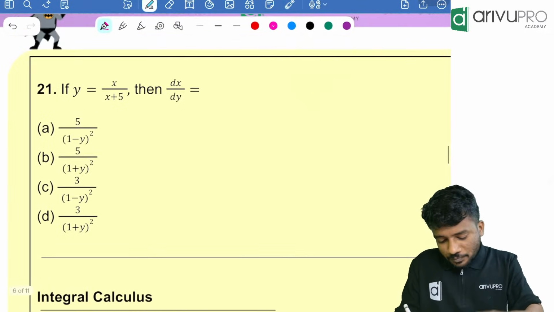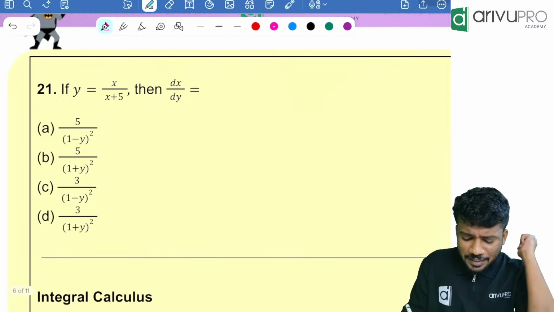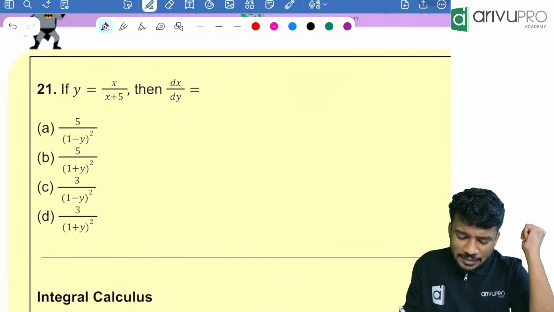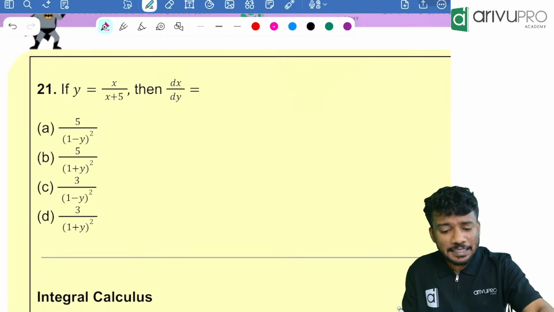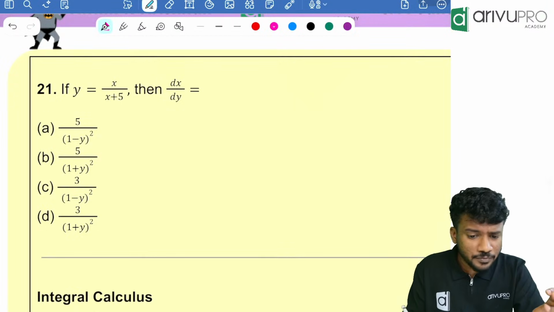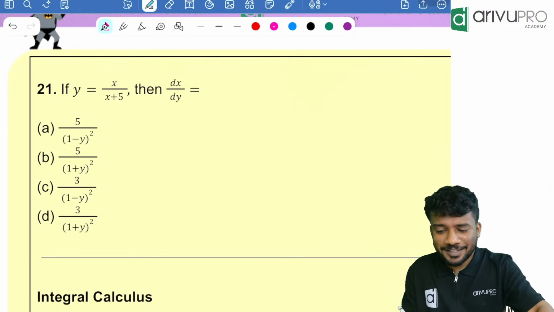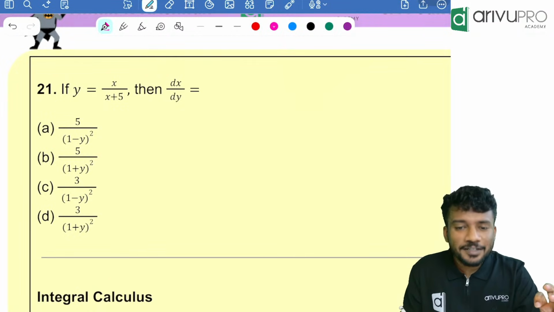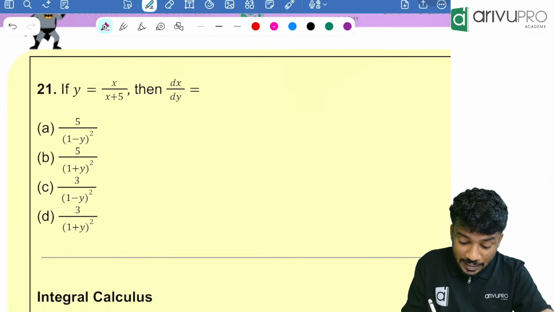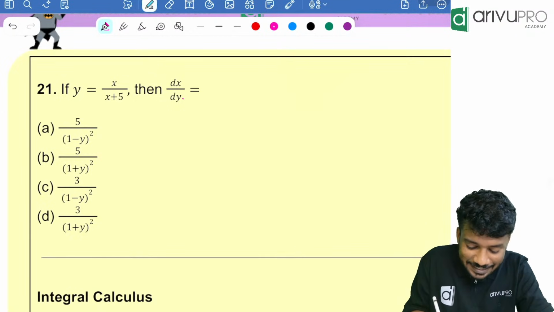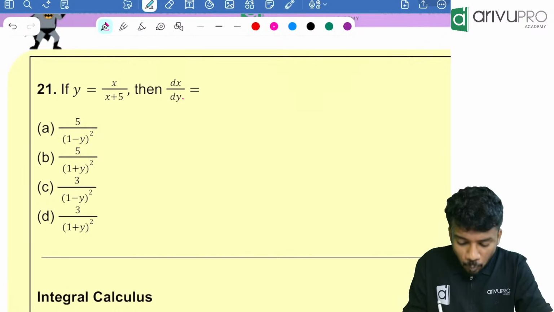So here, y is equal to x divided by x plus 5. Then how much is dy by dx is the question? People, how to solve this? Yes, you tell me. Sorry, here the question is dx divided by dy. That is what I was saying. Yes, dx divided by dy.